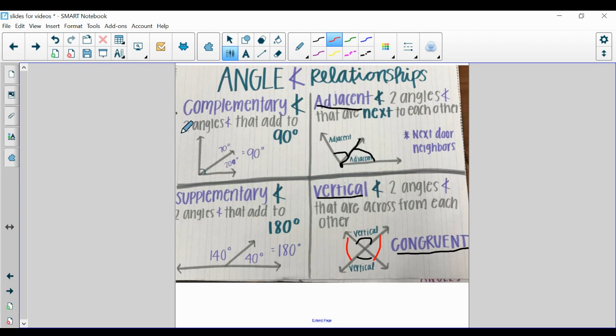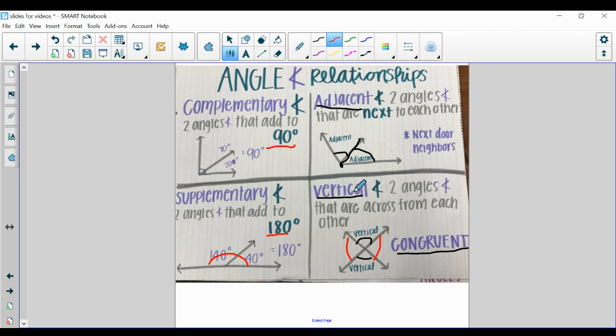Then we learned about complementary and supplementary angles. So complementary are two angles that add up to 90 degrees. Remember, a complement is always the right thing to do. And then we also had supplementary, which are going to add up to 180 because a supplementary angle makes a straight line or a straight angle. So when we look at that on here, if this one's 140, this one would have to just be 40 because they would have to add up to 180.